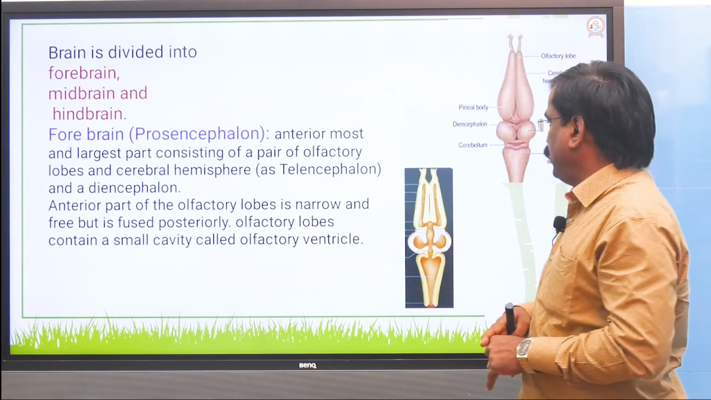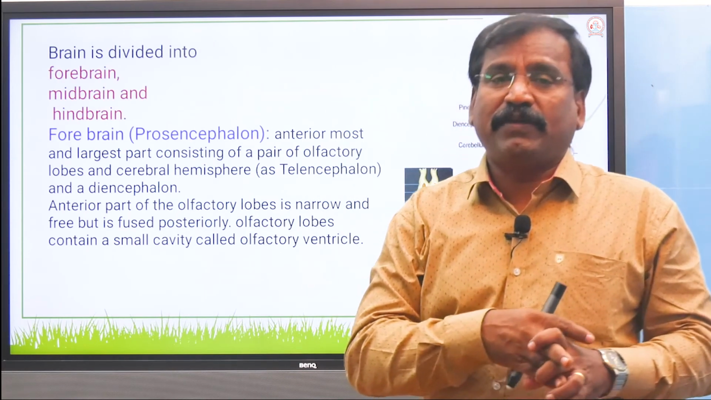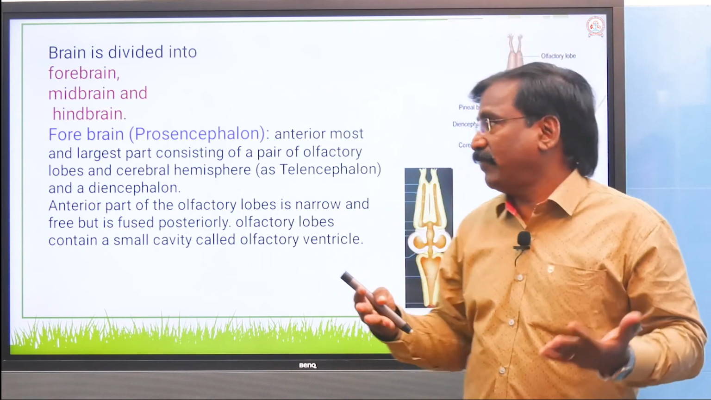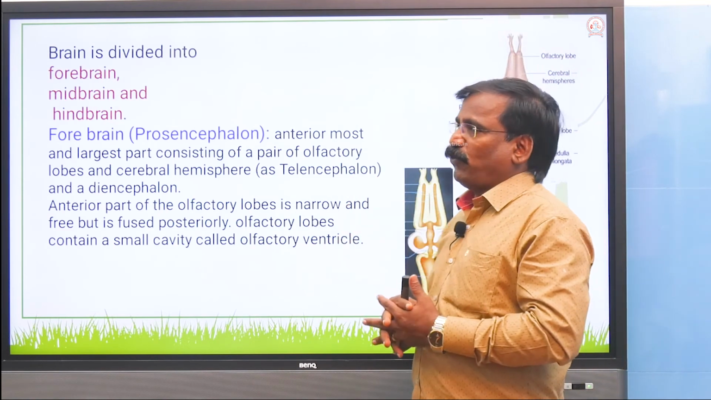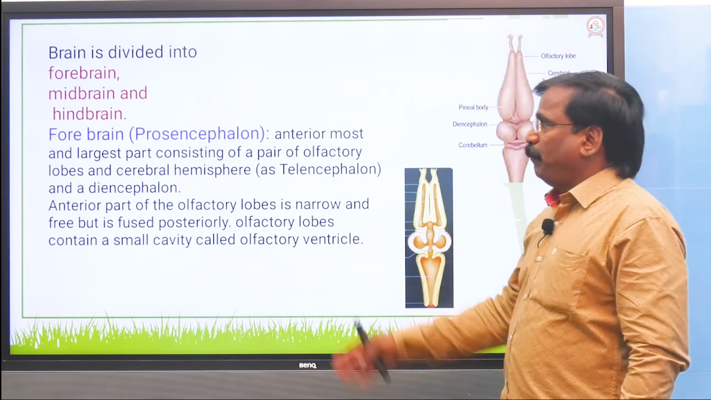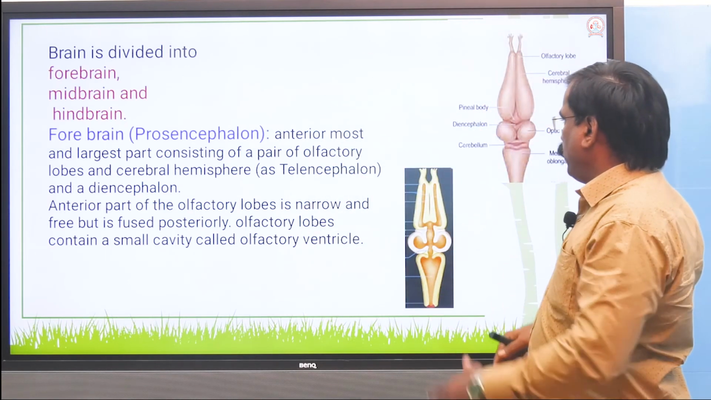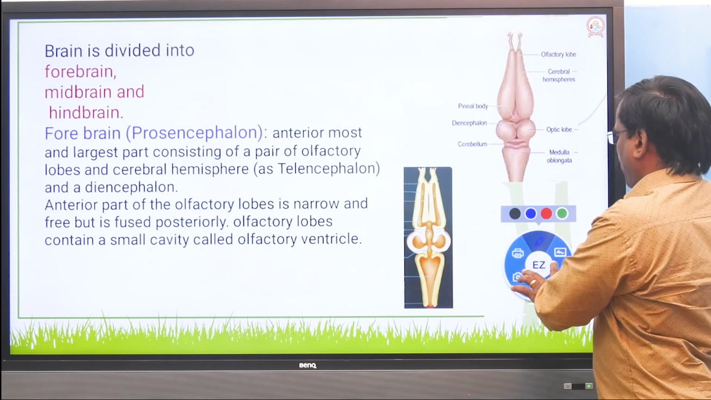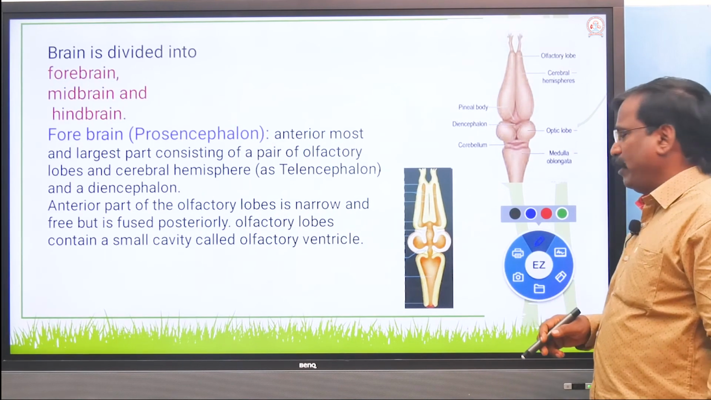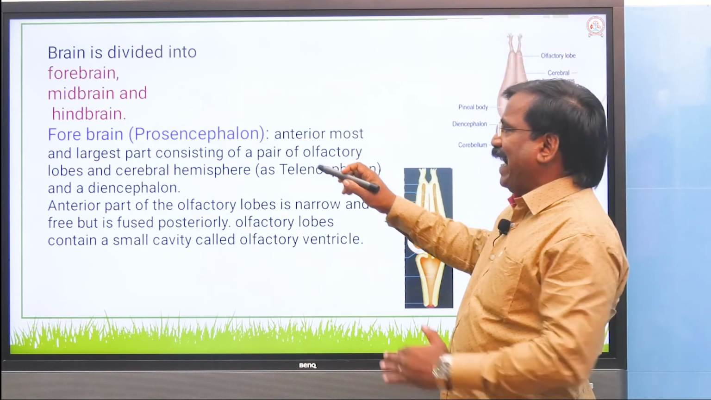And that brain is divided into 3 regions: forebrain, midbrain, hindbrain, which they call prosencephalon, mesencephalon and rhombencephalon. Forebrain, midbrain and hindbrain. Coming to the point, forebrain or prosencephalon is the anterior-most region.